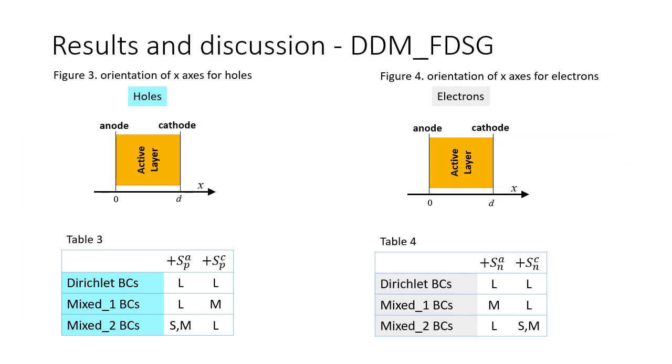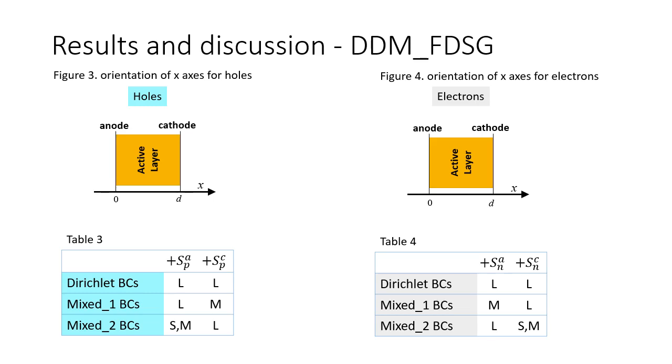3 and 4. Three types of boundary conditions are considered: Dirichlet, mixed 1, and mixed 2 boundary conditions. When large value of SRV is applied on a certain contact, BCs on that contact reduce to Dirichlet type. Otherwise, when medium or small value is assigned to SRV, BCs keep the Robin form.